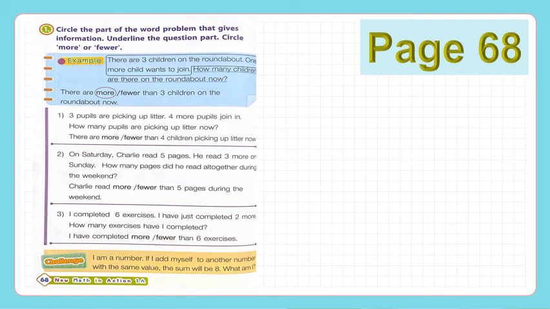Now, let's try to circle more or fewer. Here we have, there are more or fewer than 4 children picking up litter now. So is it more or fewer? When you add 3 and 4, is it more than 4? Yes or no? Yes, you're right. 7, right? 7 is bigger than 4. It means it is more. The answer is more. Now please circle more.